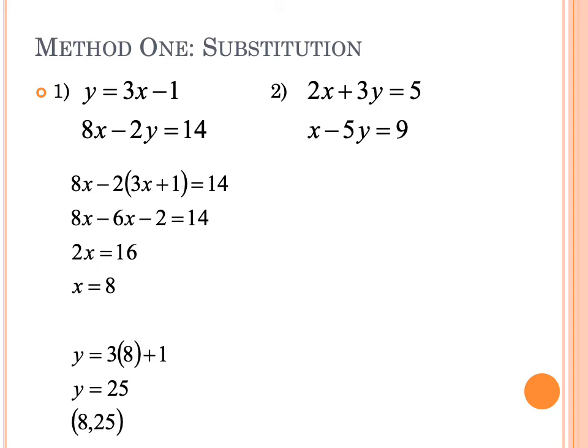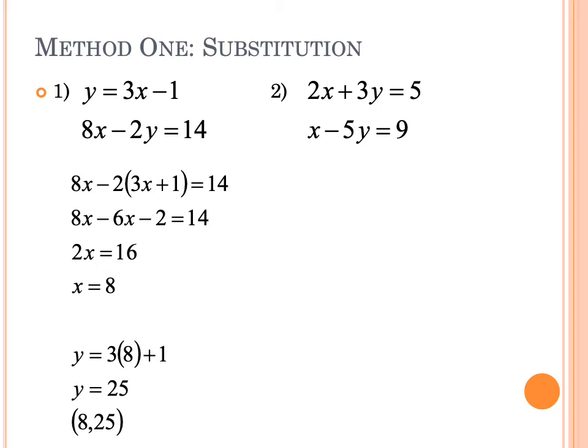Now from here, we then need to substitute that 8 back into the other equation. Really, at this point you can substitute the 8 into either equation and it will give you the same y value. I chose to substitute it into the one that was a little bit easier. 3 times x minus 1, 3 times 8 minus 1, it's 23, and we get our answer.